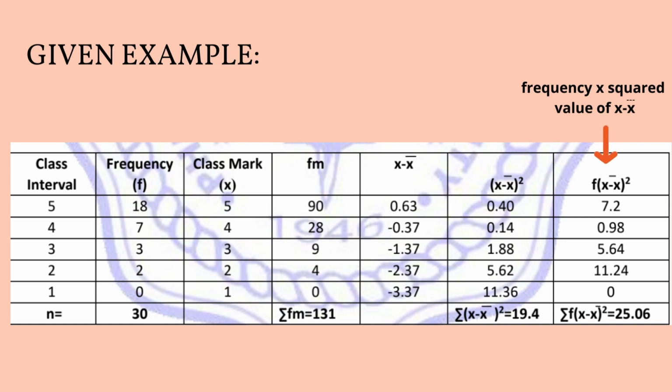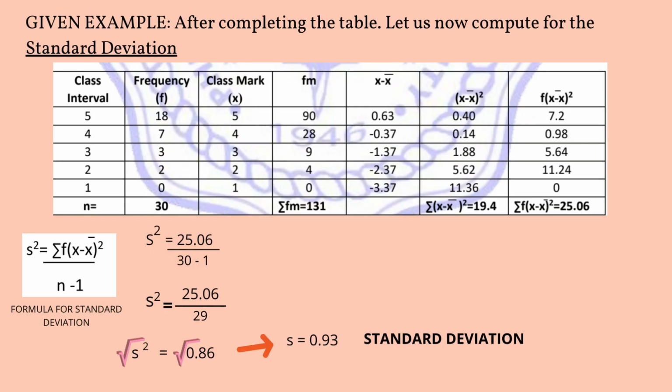Okay, and then after that, i-summation ulit natin or i-add natin lahat yan. So, meron tayong 25.06. So, kung makikita natin, konti lang yung ginawa natin ng summation. Yun lang yung product ng frequency and class mark, yung squared value ng ating class mark and our sample mean, and then ito yung last column. So, yun lang yung isa-summation natin kasi ito yung mga kailangan natin sa pagsosolve. Okay, so now, we are complete dun sa table natin.